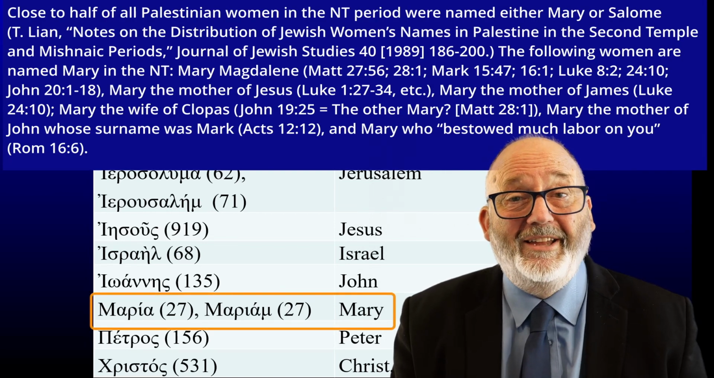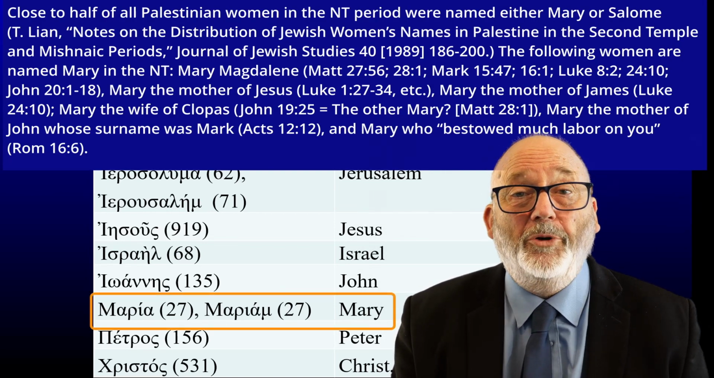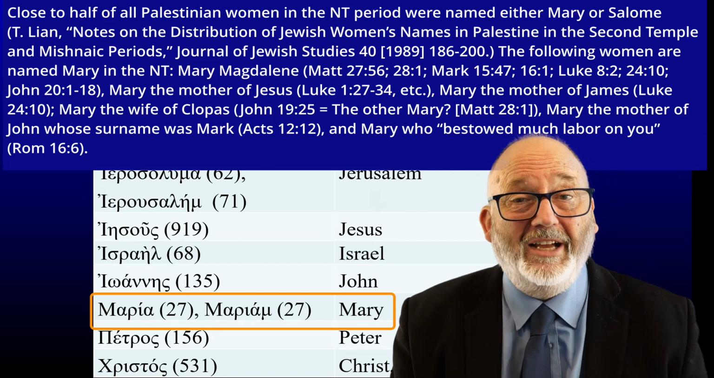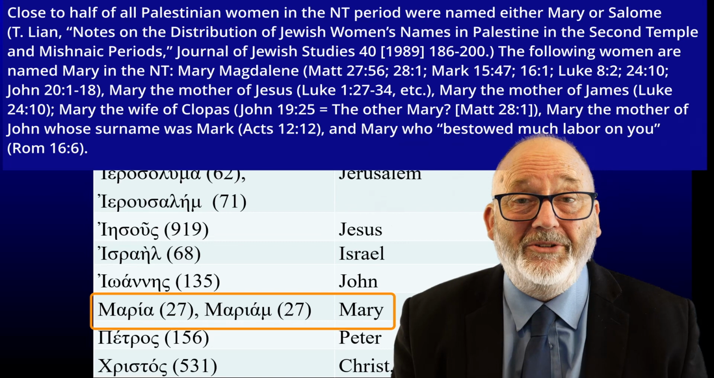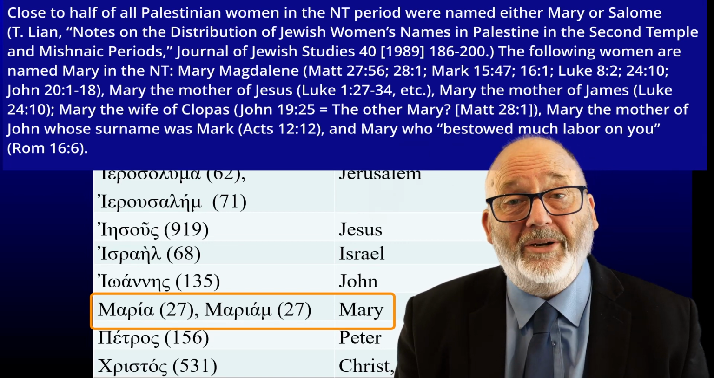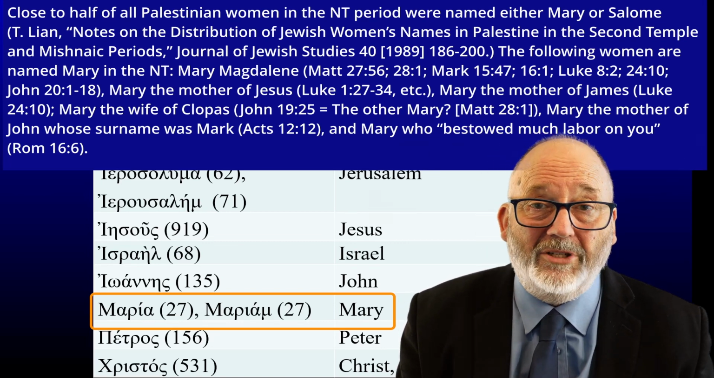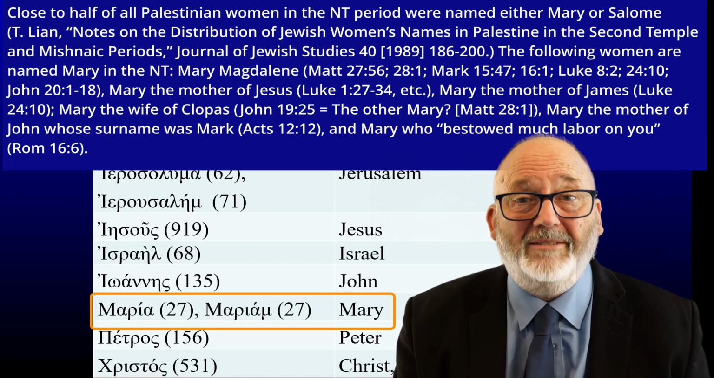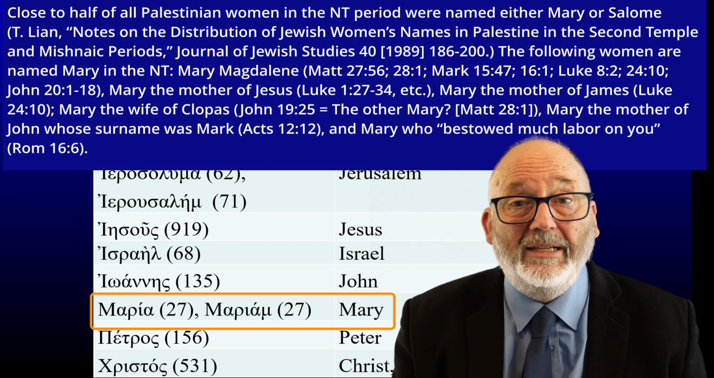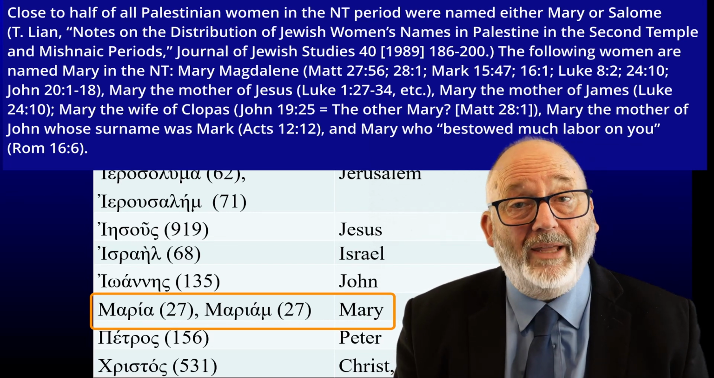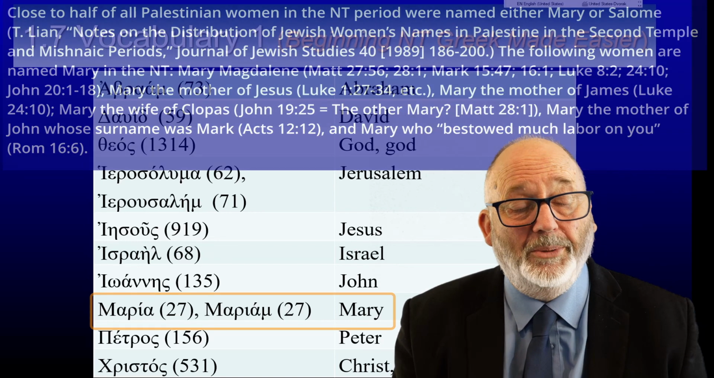By the way, Mary was a very common name in the time of the New Testament. In fact, we know several different Marys from the New Testament itself. So we've got Mary Magdalene, we've got Mary the mother of Jesus, Mary the wife of Clopas, etc. So Mary, Maria, is a Greek word, and Miriam is the Hebrew equivalent.